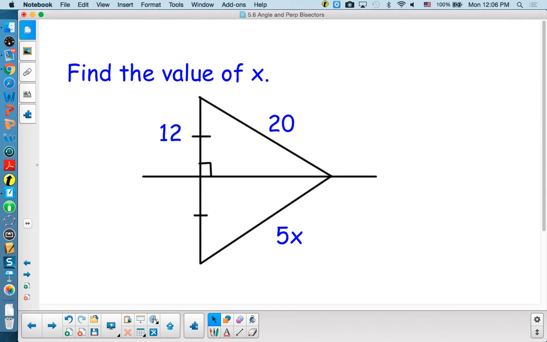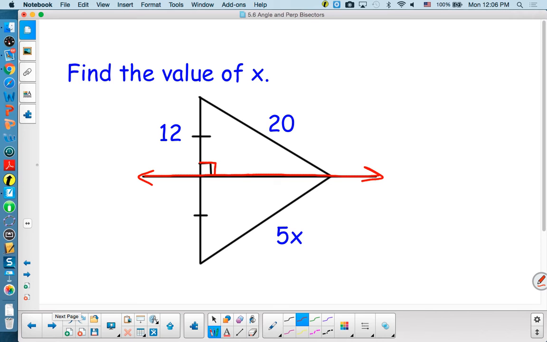Okay, an example problem. Notice on this one that we have a line, and I put some markings on the diagram, perpendicular, and then the tick marks to indicate that it's bisected, so that would be the midpoint. Find the value of x. I do want you to notice by the tick marks, if that part is 12, then this segment is also 12 because that was the midpoint, it was bisected.